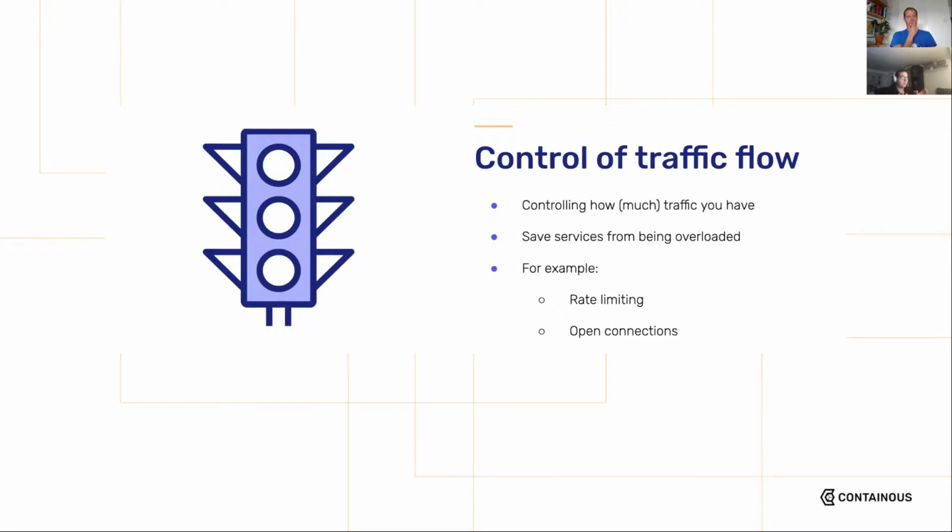This is important because by controlling the traffic flow or the amount of traffic you have, you can spare your services from being overloaded. Let's say you have this payment microservice running somewhere in your application, and you don't want it to die, because if it dies, you may get into real troubles.